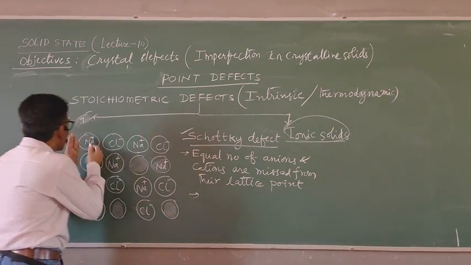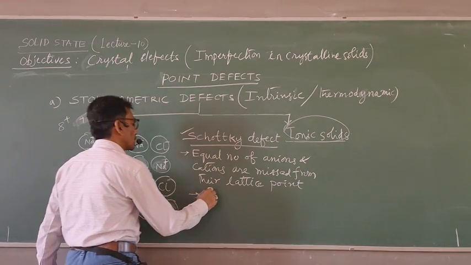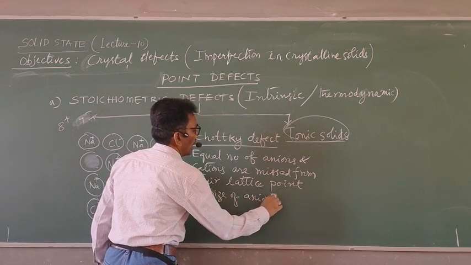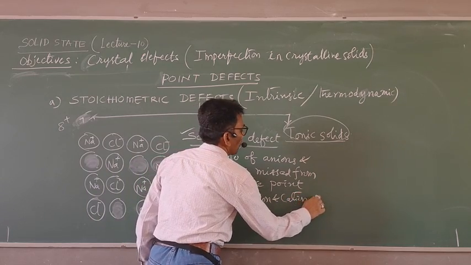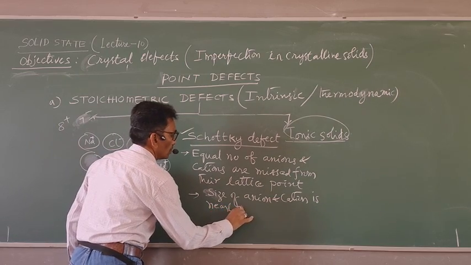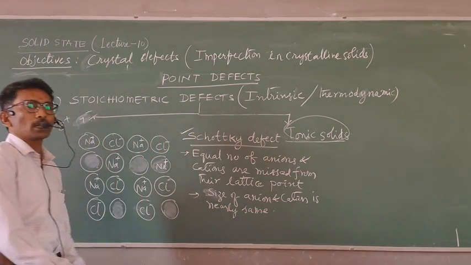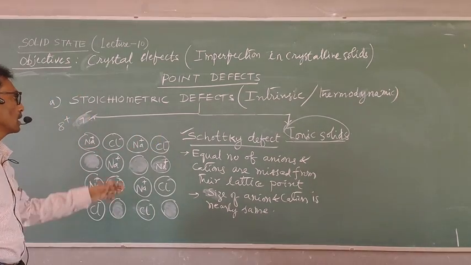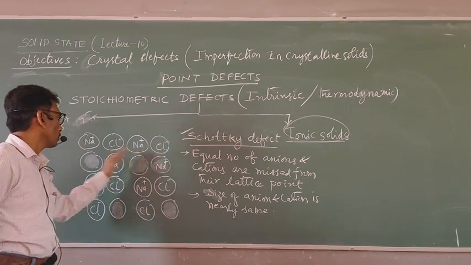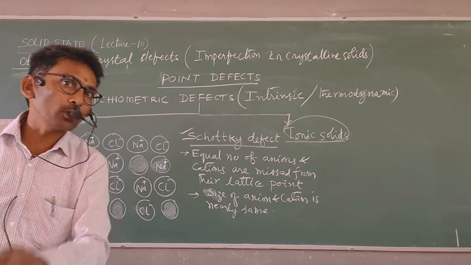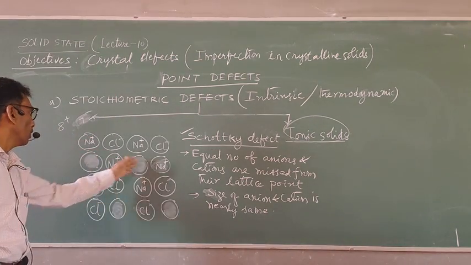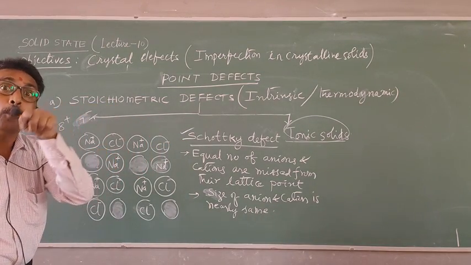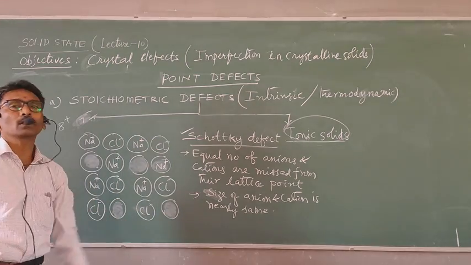In those ionic solids, how is the size of anion and cation? The size of anion and cation is nearly the same. In this case, the coordination number is 6. High coordination number is observed in ionic solids. They exhibit this type of stoichiometric defect due to missing of some particles. The formula of the compound is not changed. It is still NaCl, even though 2 Na+ and 2 Cl- ions are missed. That is known as the stoichiometric point defect in ionic solids, the Schottky defect.